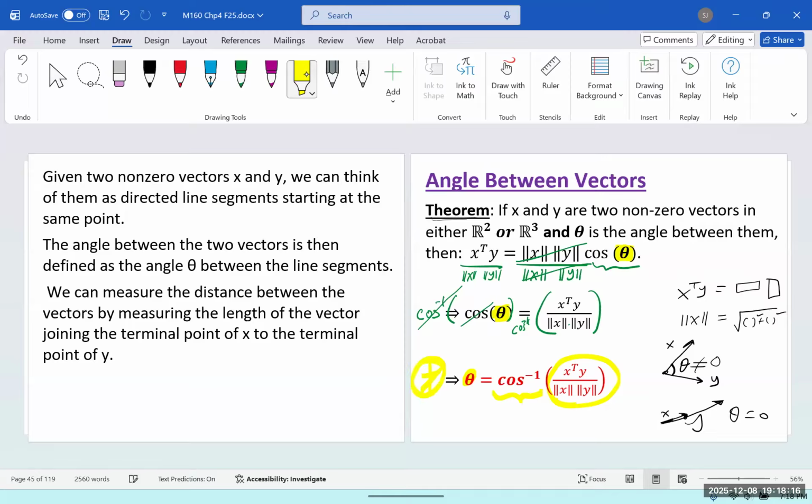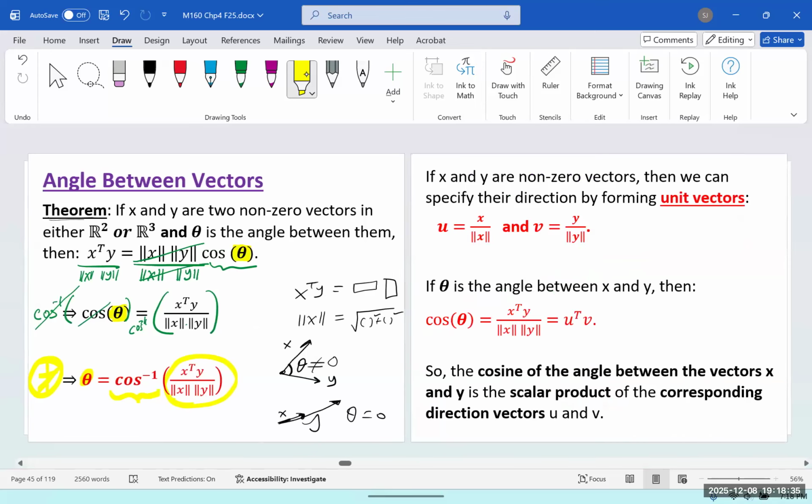So you have to remember this formula. The angle between two vectors is cosine inverse of the dot product divided by the product of the lengths of each vector. This is one formula, but this is not the only formula. There are other formulas also.